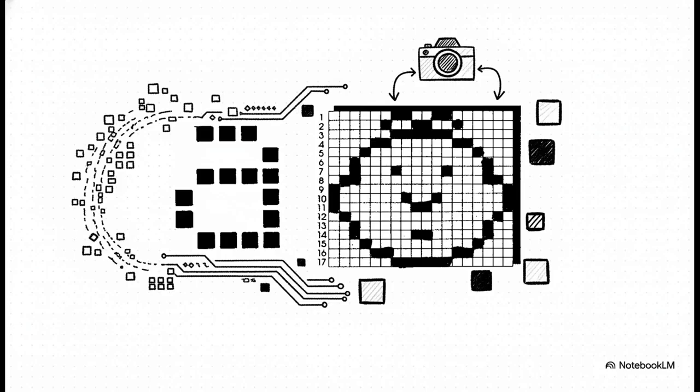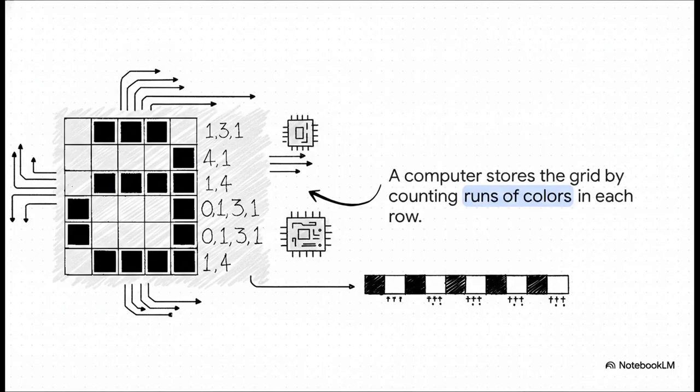All the computer has to do is figure out a way to describe which dots are on and which are off. So, you could just list every single pixel's color one by one, but wow, that would take up a ton of space. It's not very efficient. So computers use a really clever shortcut.